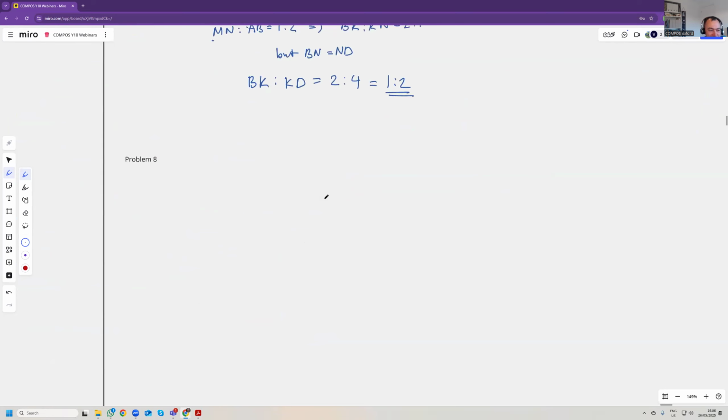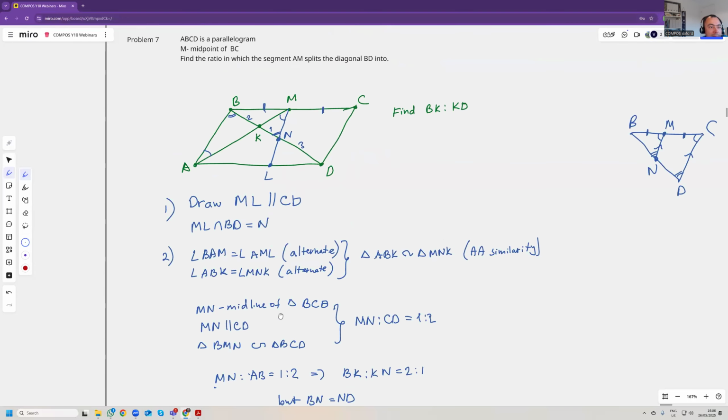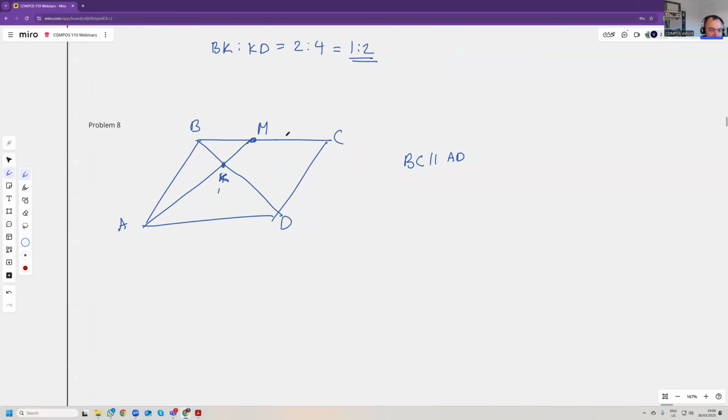A different solution. So you have the same parallelogram. Okay. A, B, C, D, M, K. All right. So BC is parallel to AD. Okay, so we know that. And that means that this angle is equal to this angle.